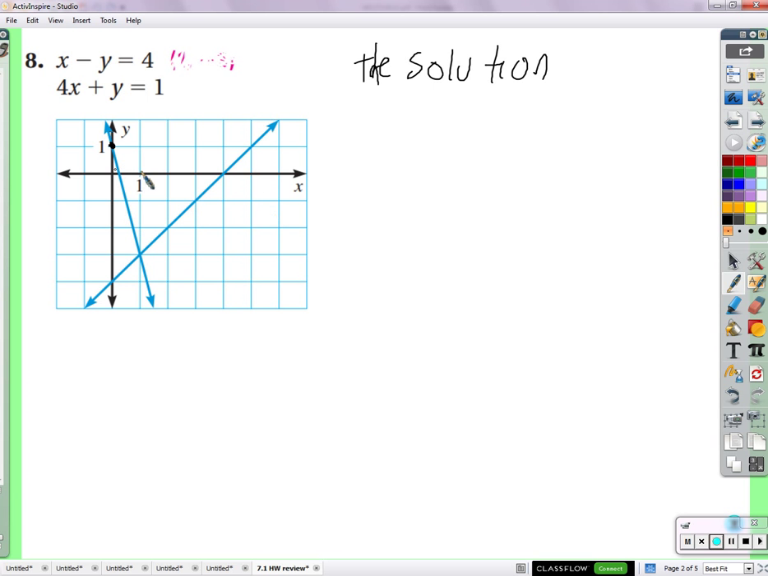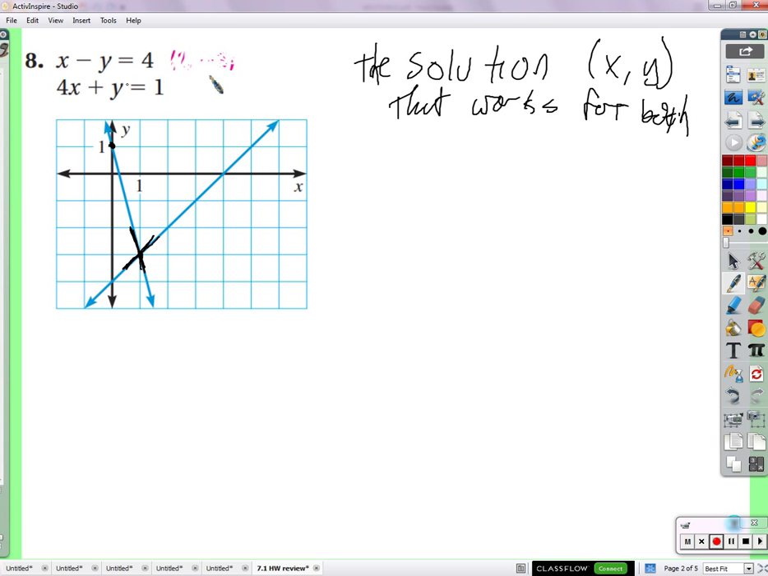If I pick this one, 4, 0, if I put a 4 and a 0, that one will be true. There are tons of combinations of x's and y's that work. This one is on this line, and it's also on this line. So the solution is an x and a y that works for both of the equations.